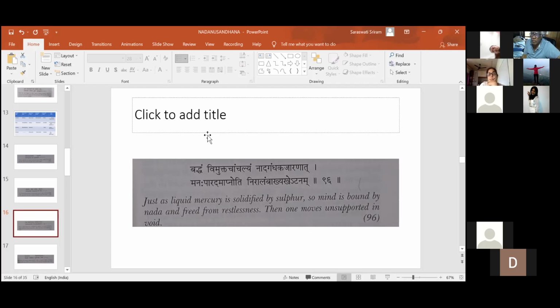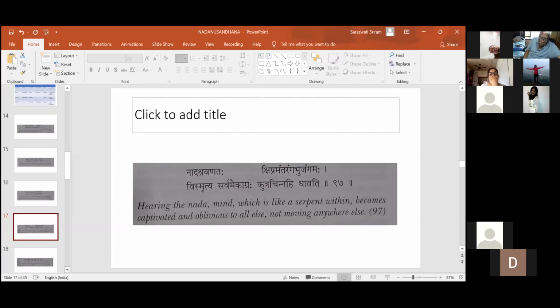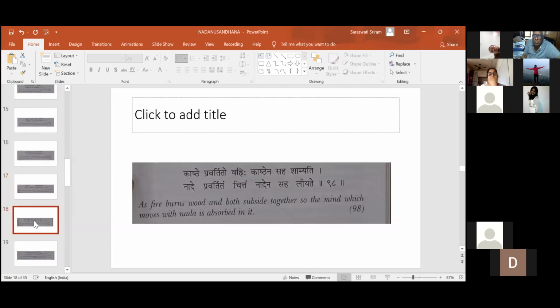The restless mind is controlled by this Nada. So these various examples are given. After hearing this Nada, the mind, that is the Shakti inside, comes up like a serpent and then gets captivated by the Nada. So this is the importance of Nadanusandhan.